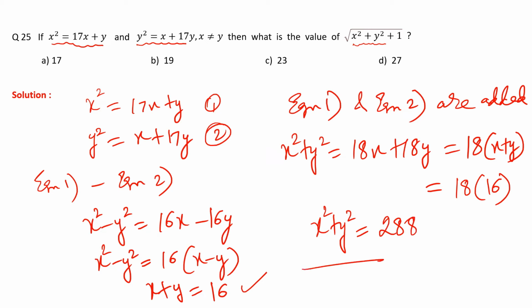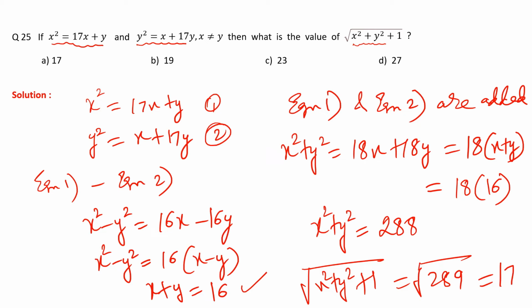So that means the value of under root of x square plus y square plus 1 will come out to be under root of 289, that is nothing but 17. So that means A option is the correct one. Now we move to our next problem.